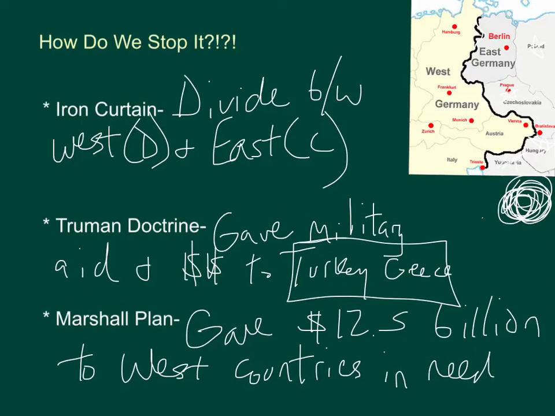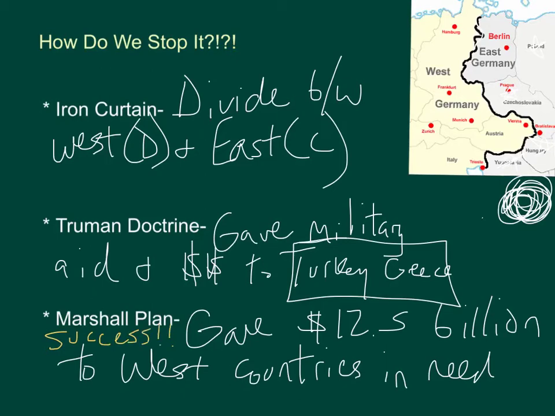So again, we talked about this in class when we focused on Turkey and Greece and the Truman Doctrine today. But what we need to do is give these countries money so that their economies can be stimulated. And if their economies can be stimulated, they would be less likely to revert to communism. And that is exactly what happened. The Marshall Plan was a huge success.